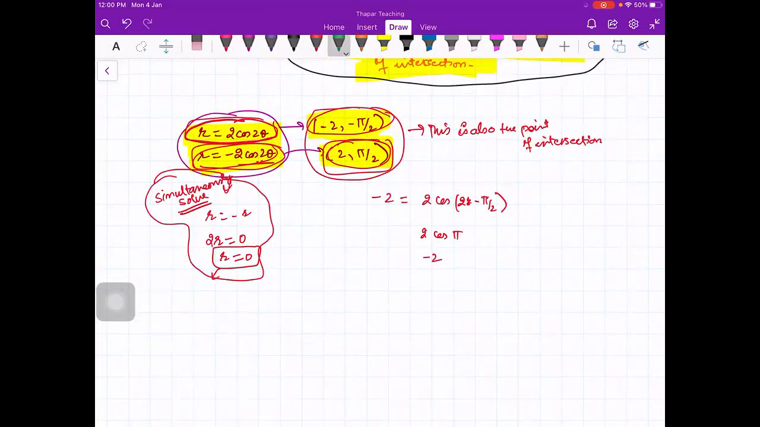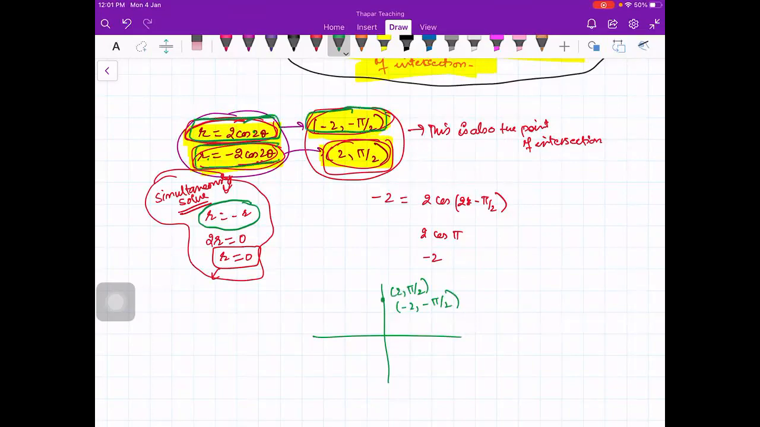I am saying, beta, simultaneously solving means you expect that a point has a unique name, right? Now here the problem is the same point does not have a unique name. So you see 2 comma pi by 2 is here, right? The same point has this name minus 2 comma minus pi by 2. When we simultaneously solve, we expect that we will get all those values where r is equal to r and theta is the same, right? But here what is happening? The same point sits on this curve with this name and sits on this curve with this name.